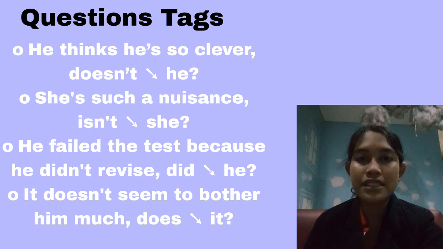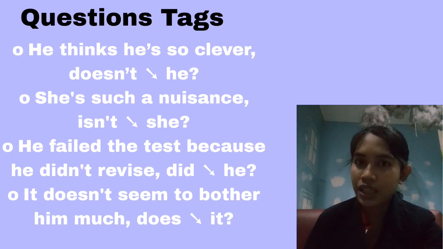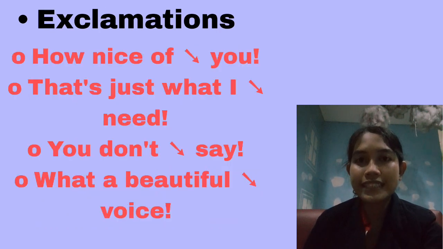Then we have question tags. These are statements requesting confirmation rather than questions. Not all tag questions are really questions. Some of them merely ask for confirmation or invite agreement, in which case we use a falling tone at the end. Examples are: he thinks he's so clever, doesn't he? She's such a nuisance, isn't she? And so on.